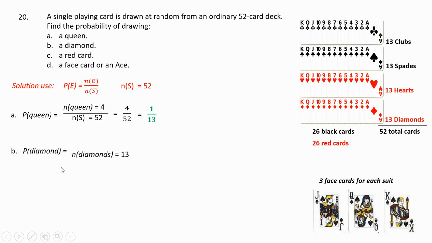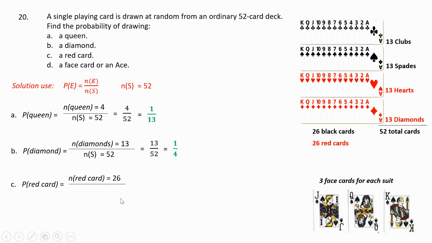For part B, a diamond. How many diamonds are there? There's 13 diamonds, right? And there's 52 in the sample space. So 13 over 52 will give us 1 over 4. A red card, right? There's 26 red cards over the sample space, which is 52. The answer will be 1/2.